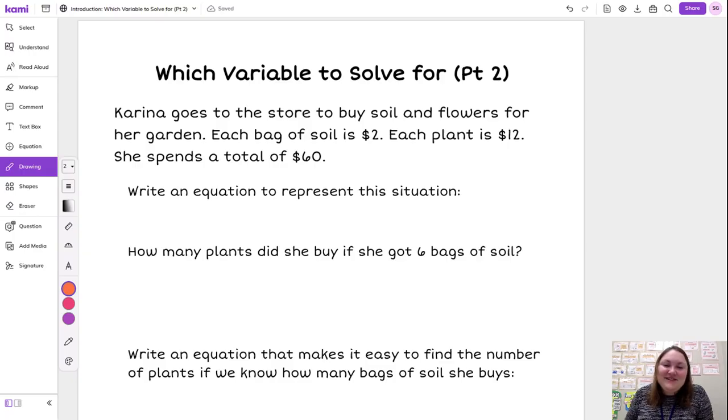Each bag of soil is $2. Each plant is $12. She spends a total of $60. The first two questions here are review, so you already know how to write equations to represent stories and how to solve given specific information. So go ahead, pause the video, try these two questions, and then come back to see how you did.